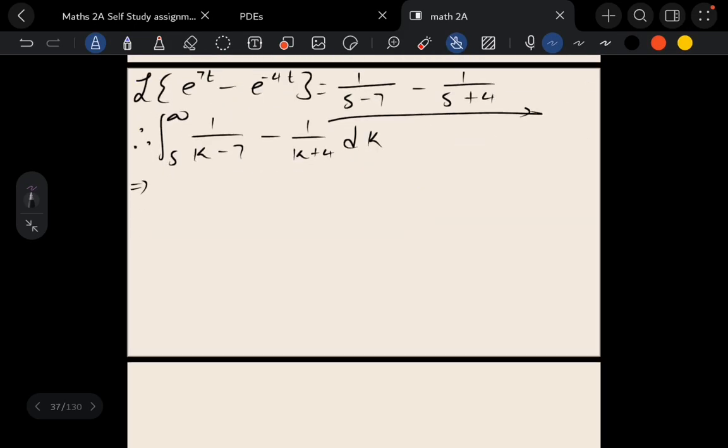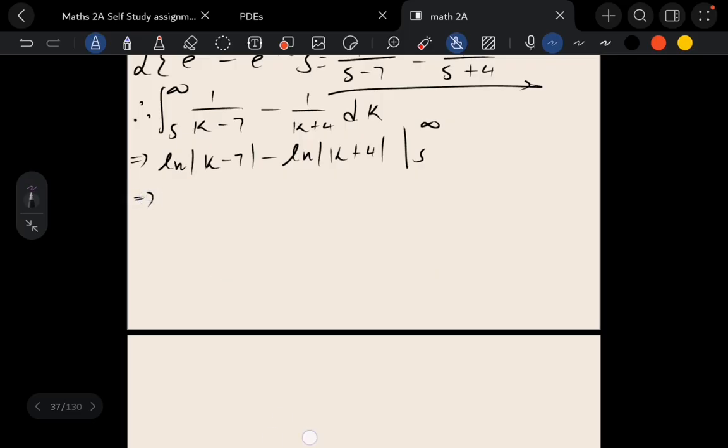So what is the integral of 1 over k minus 7? That is just ln of k minus 7, minus, what is the integral of 1 over k plus 4? It is ln of k plus 4, between s and infinity. And then, combining the logs, it's going to be ln of k minus 7 divided by k plus 4, and then between s and infinity.